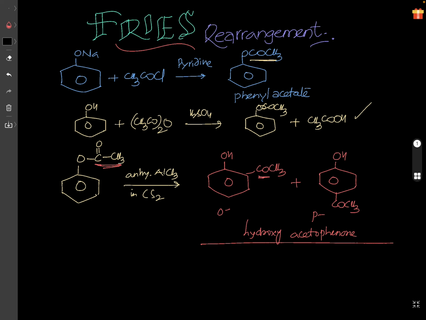Okay, now acetyl group, even you can expect the benzyl group also. Benzyl group also will move to either ortho position or para position. This reaction is Fries rearrangement. Okay, now phenyl acetate changes to ortho hydroxy acetophenone in the presence of anhydrous AlCl3 and CS2, the reaction is known as Fries rearrangement.